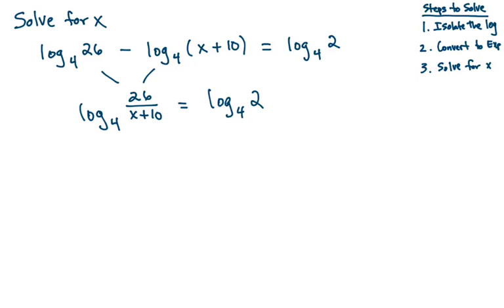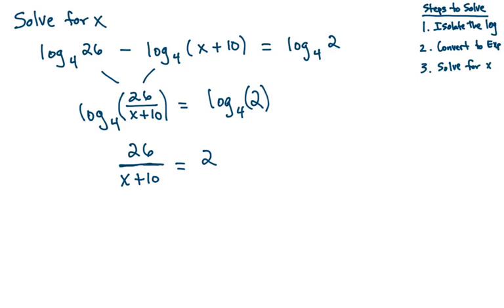Now, normally I'd say convert to exponents, I'd take the base and raise it to the power, but this one actually is a little bit easier than that. Since I have two equivalent logs on both sides, that means their arguments or their insides have to be equal to each other. So I'm going to throw in parentheses just to help us see this better: that inside, 26 over x plus 10, has to equal this inside, 2. So I'll say 26 over x plus 10 equals 2. So I've basically gotten rid of the log, not by converting, but just by setting the insides equal to each other. So now I just solve for x.